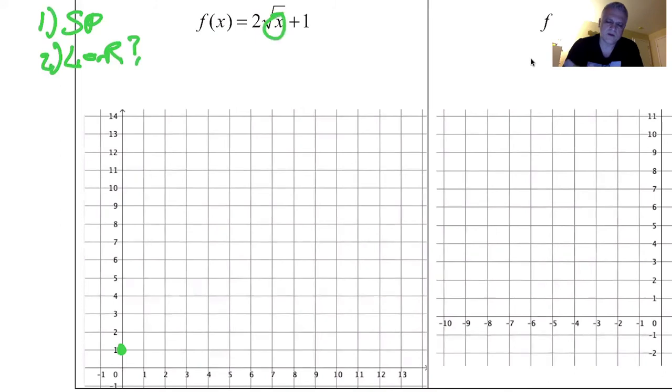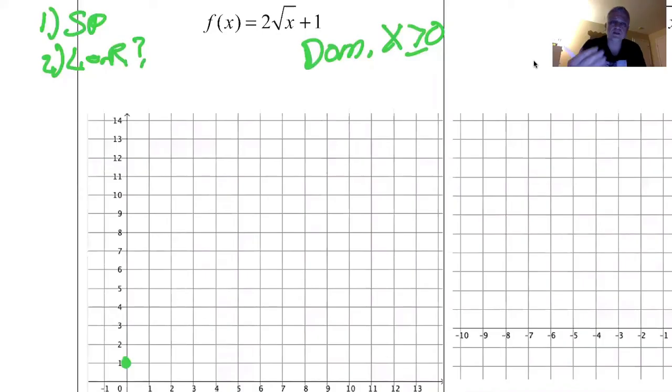Well, all that's under there is x. So that means that my domain is x is greater than or equal to 0. Because it says greater than or equal to, I'm going to the right. Let's change the color up. I'm going to go to the right 1 time, 4 times, 9 times.